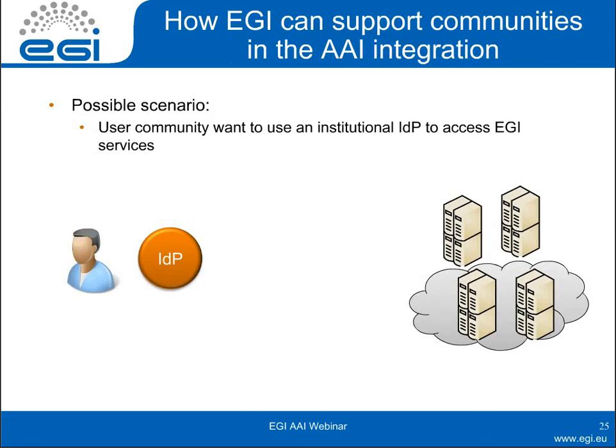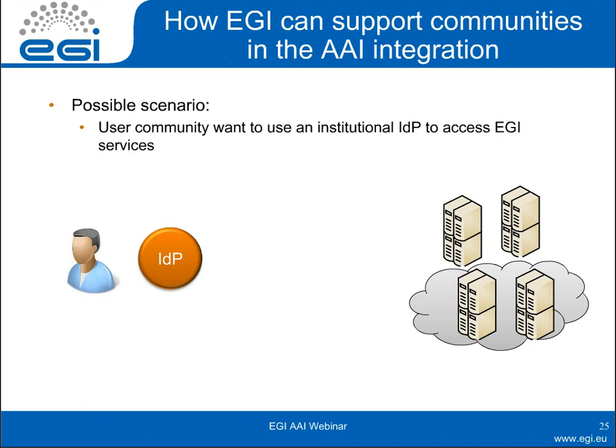Okay, so how can EGI support this AI integration? This is a possible scenario. The user has an IDP, which is not maintained by us but by another institution, let's say our home institution, and we want to access EGI.